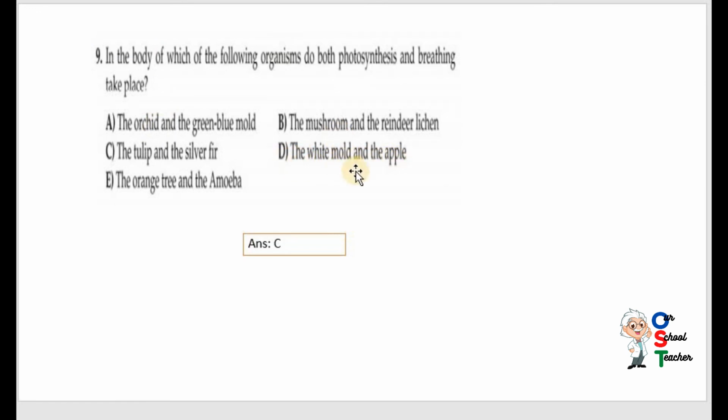D, the white mold and apple. Mold is also a fungus. It does not contain chloroplast, so it does not perform photosynthesis. So D is incorrect. E, the orange tree and amoeba. Amoeba is not a plant. So A, B, D, E, all 4 options are incorrect. Only C is correct. The tulip and the silver fir, because both perform photosynthesis and breathing.